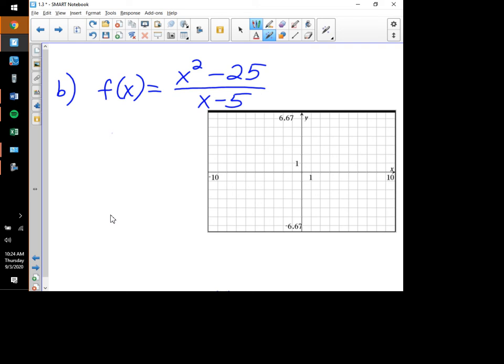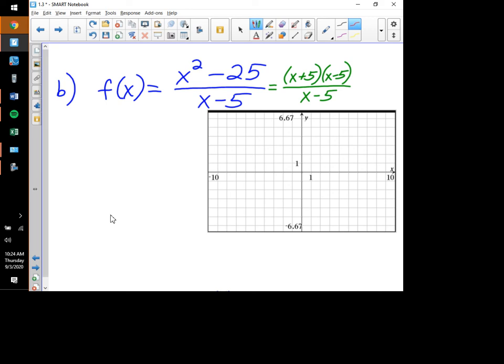We have ourselves a rational function with a polynomial on top and a polynomial on bottom. But what I'm hoping you guys recognized right away before I've started to say it is that x squared minus 25 is a special binomial. It's a difference of squares. And I'm hoping at this point your mathematical instincts kick in and you realize that, oh, that factors into x plus 5, x minus 5. And the denominator, of course, stays put at x minus 5.